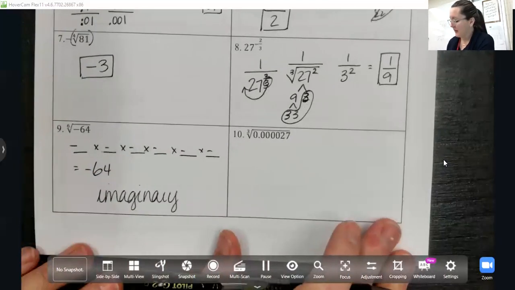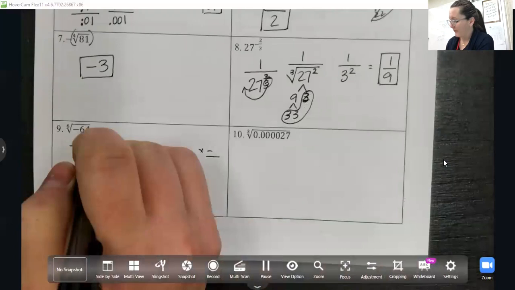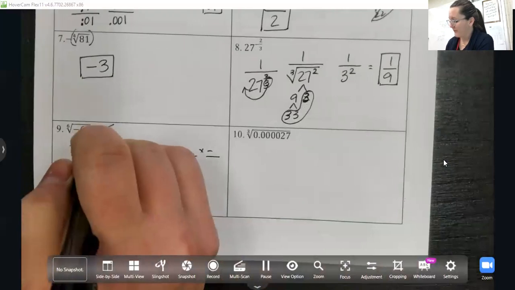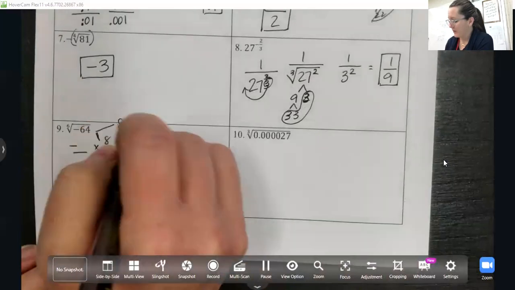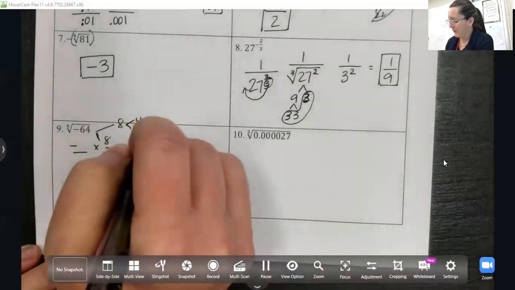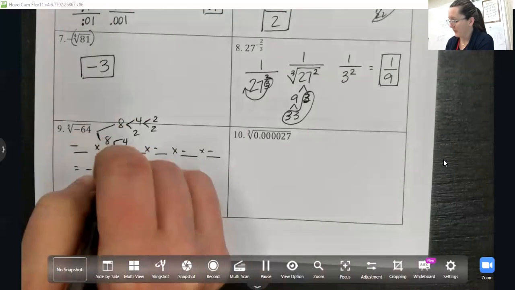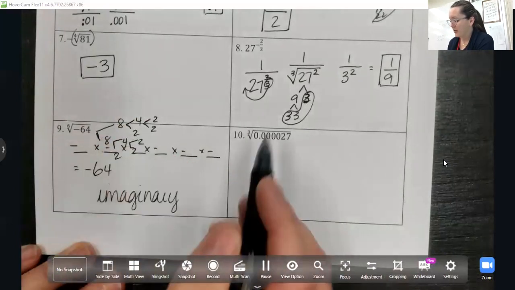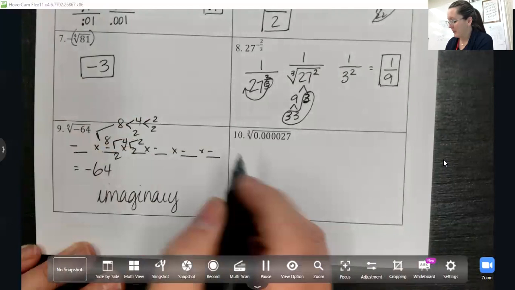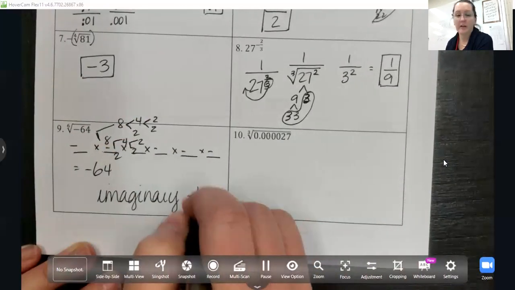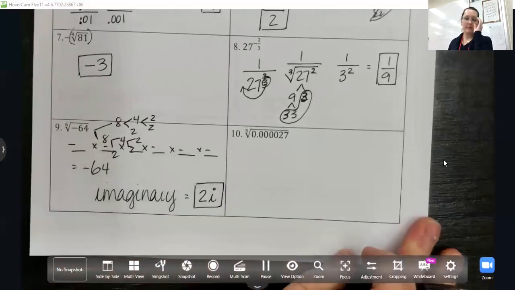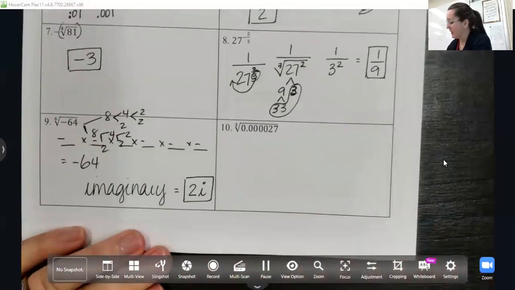But let's see if it does break apart. 8, 8. This is 4 and 2, 2 and 2, 4 and 2. I'm running out of room here with all that multiplying that I did. So it is 2. So that means that it is going to be 2i, right? It happens with our imaginary numbers there. I mean, with our negatives of even roots. Let me get my words right.